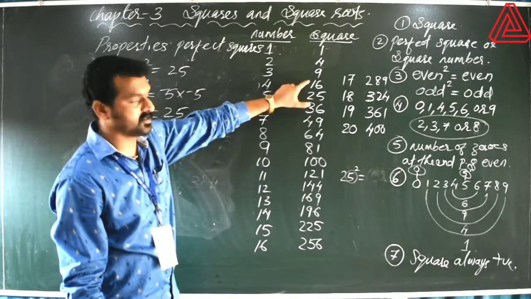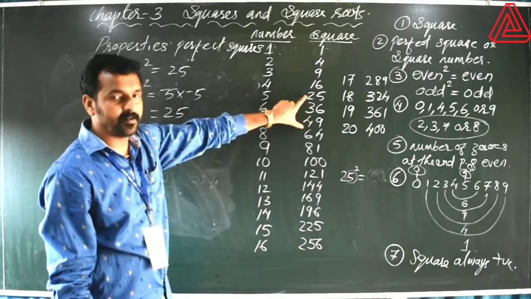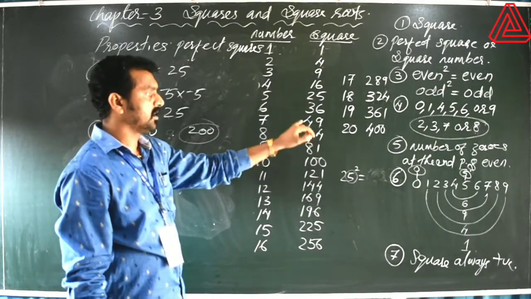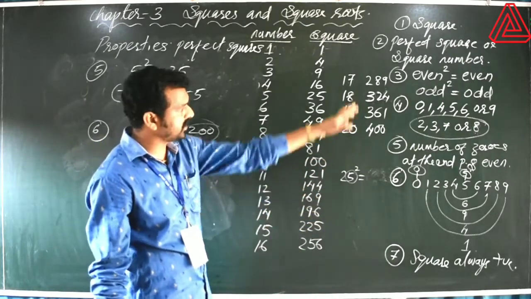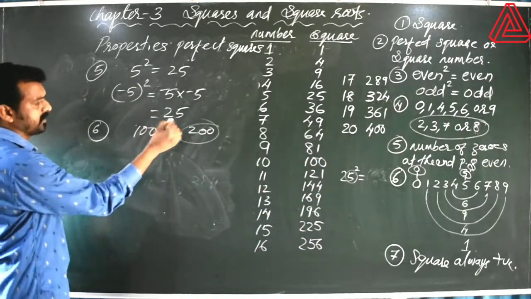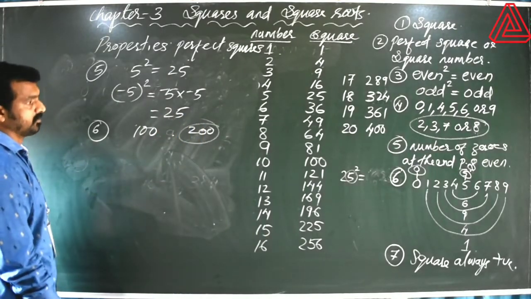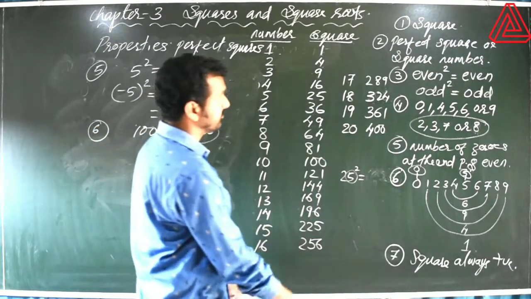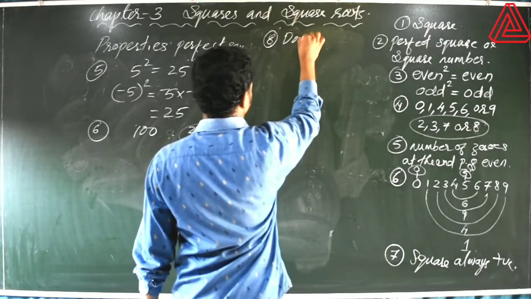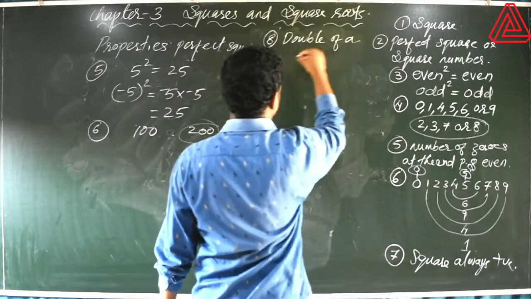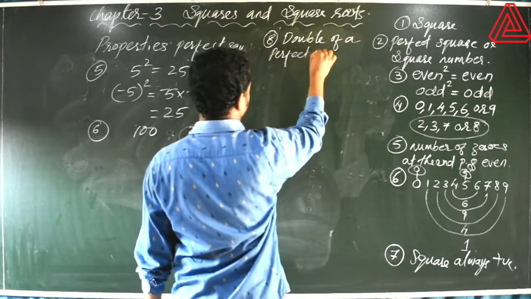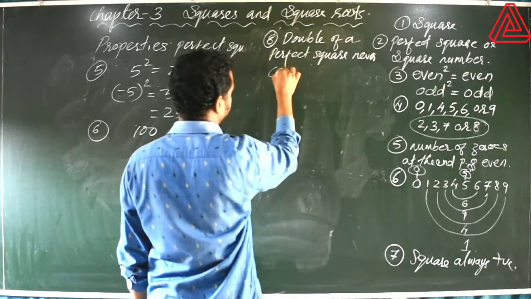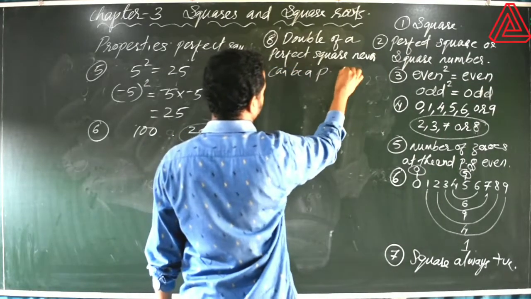16 plus 16 is 32, not a perfect square. 25 plus 25 is 50, not a perfect square. 36 plus 36, that is 72, is not a perfect square. Then 100 plus 100, 200, is not a perfect square. So the double of a perfect square can never be a perfect square. That is the 8th point we can write here. Double of a perfect square can never be a perfect square.